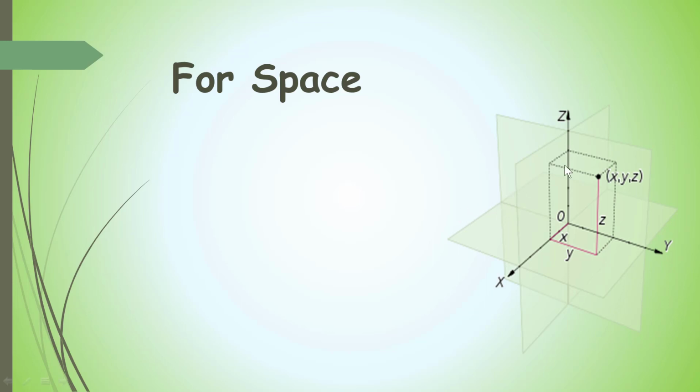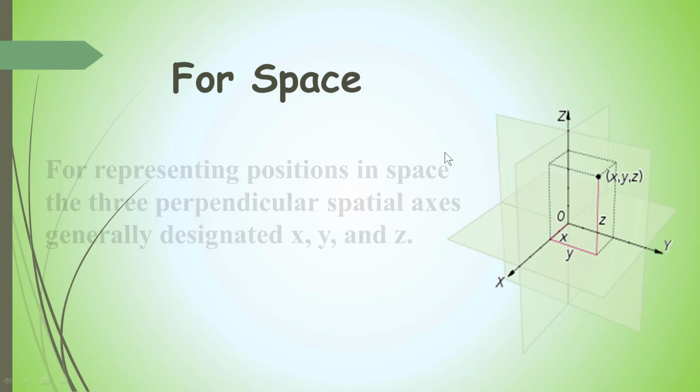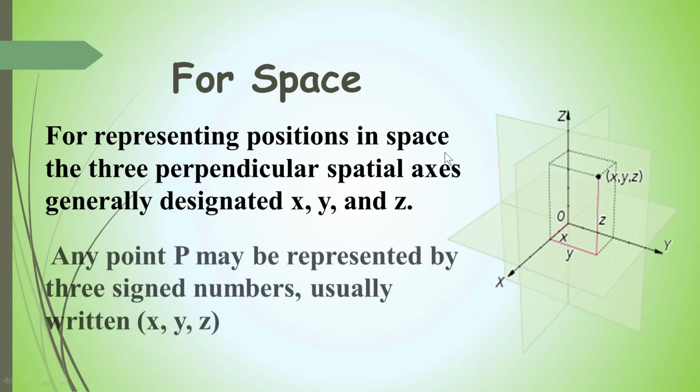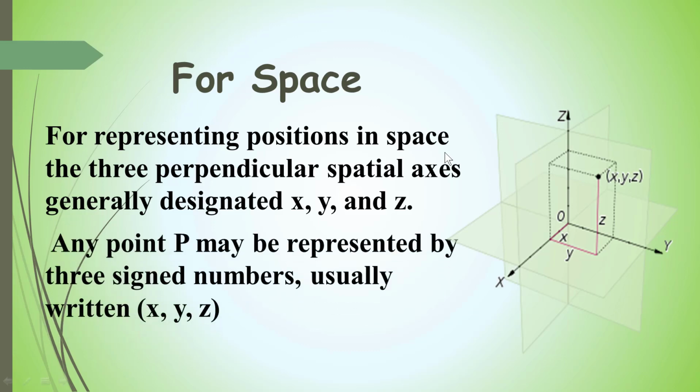You can see over here that we are having three intersecting planes. For space we are having three dimensions, x, y and z. For representing positions in space, the three perpendicular spatial axes are generally designated x, y and z. Any point P may be represented by three signed numbers, usually written (x, y, z). So we need three coordinates for complete specification of a point in space.